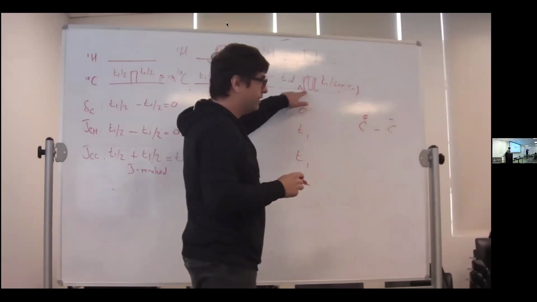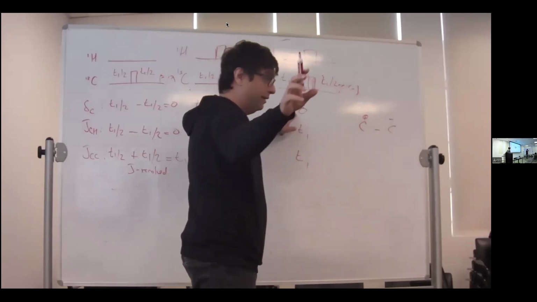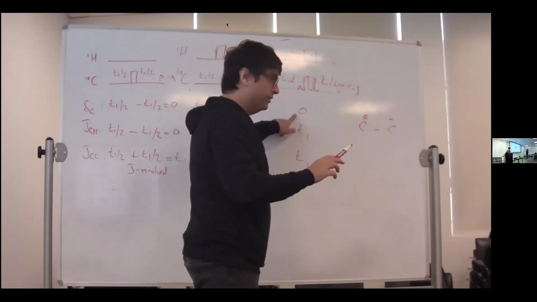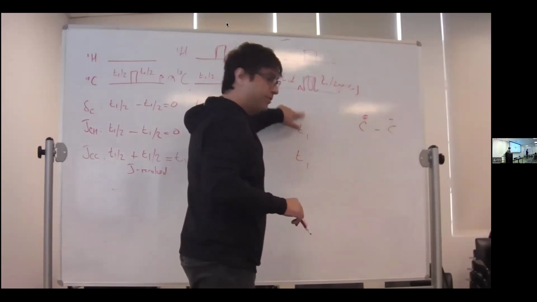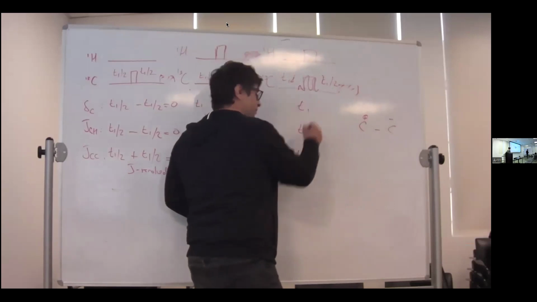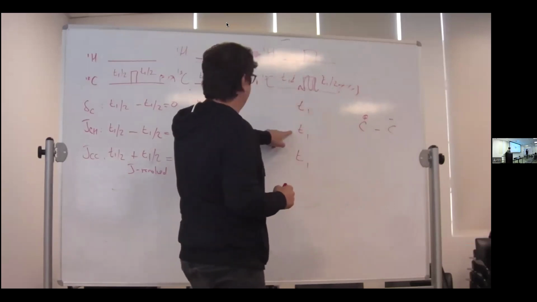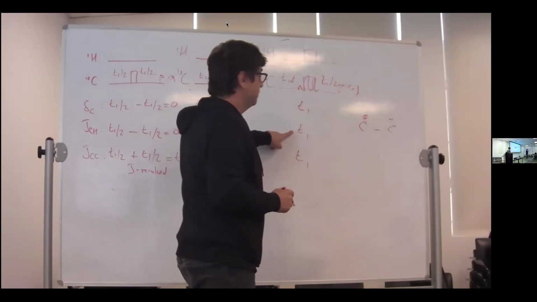Okay, so now with the selective 180, what's happening to chemical shift? I'm not hitting my nucleus of interest. What is this carbon's evolution? One. This now becomes T1. Good. What happens to the CH coupling? Zero.